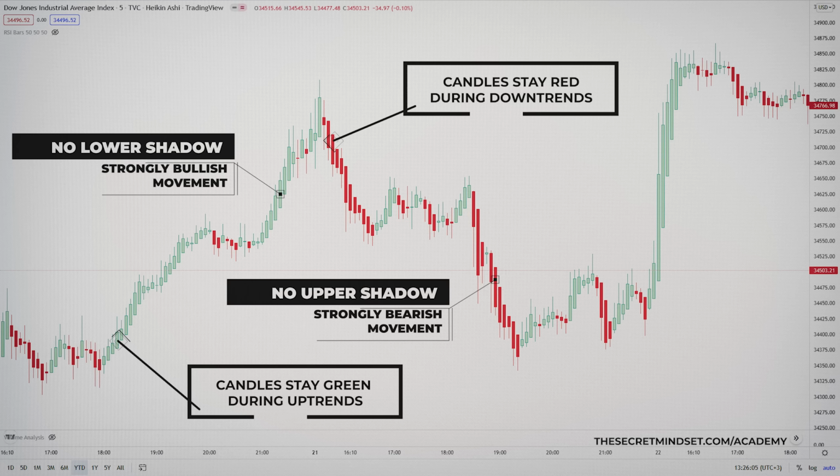Also, the size of each candle tends to be associated with the strength of the movement, just like in regular candlesticks. A long green candle is an indicator of strong bullish forces. A long red candle is an indicator of strong bearish forces.